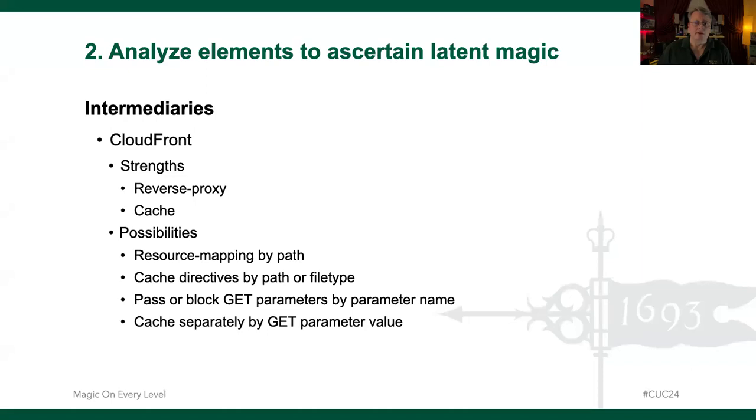As an intermediary, we implement Amazon's CloudFront service. Its strengths include reverse proxy and cache functionality. Possibilities available include resource mapping by path, cache directives by path or file type, passing or blocking GET parameters by parameter name, and caching separately by GET parameter value.